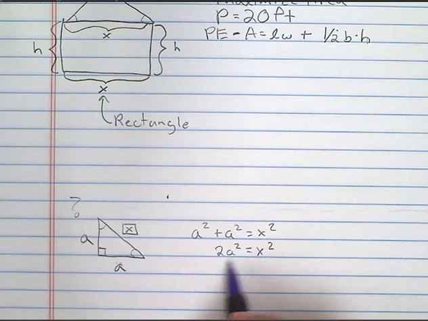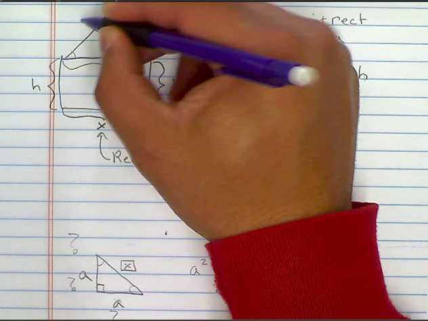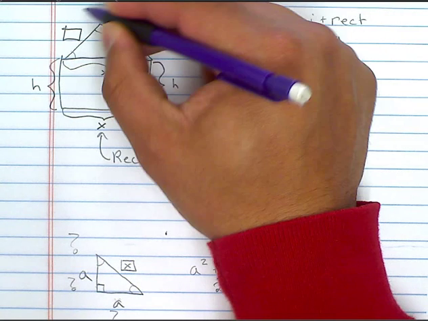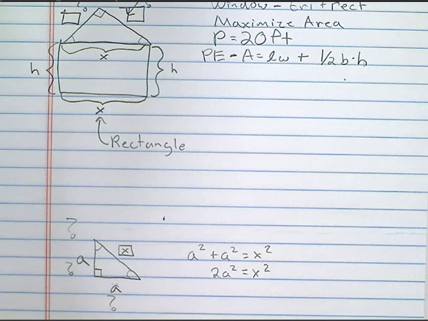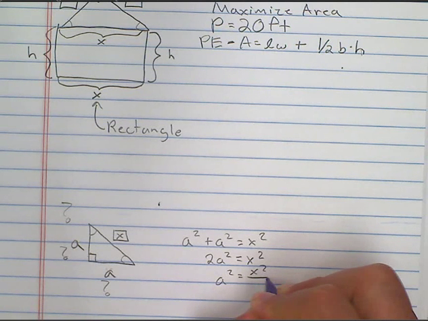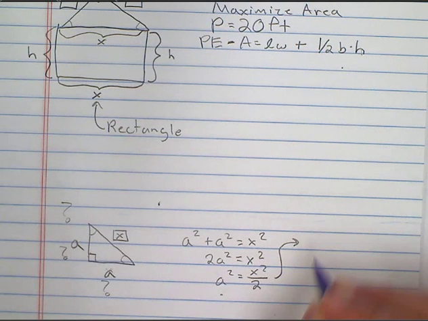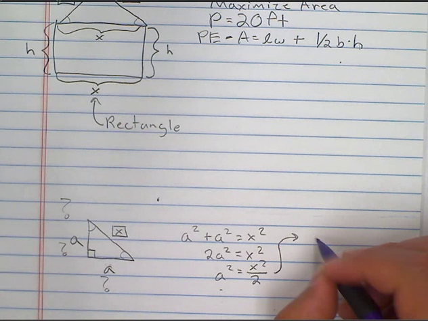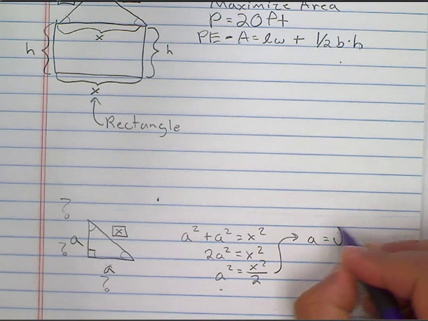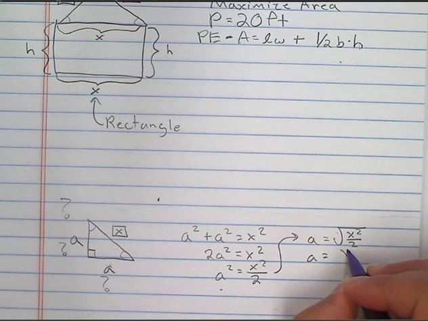Now what we want to do is find out what a is in terms of x, because that's the part we're missing right here. We don't know this. So let's divide by 2. a squared equals x squared divided by 2. Square root both sides. You'll have a is equal to the square root of x squared over 2. So a is equal to x over the square root of 2.